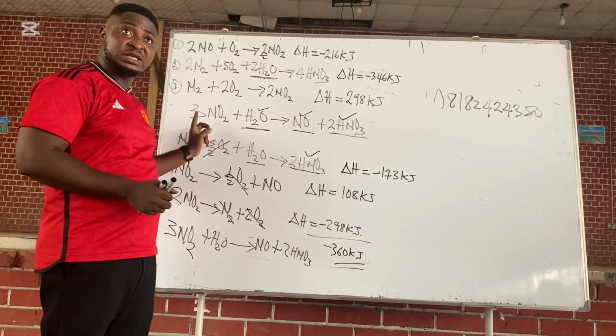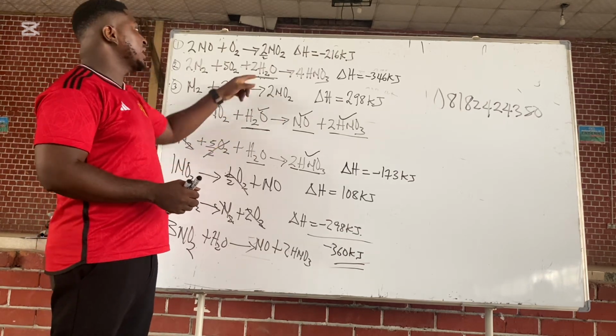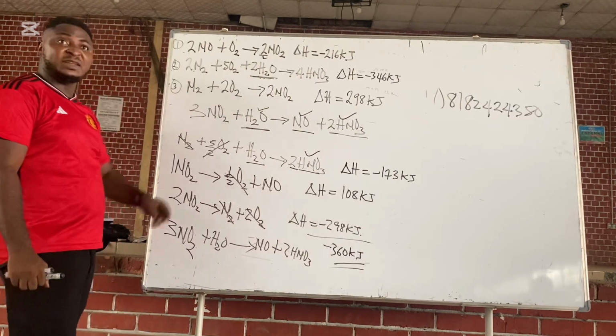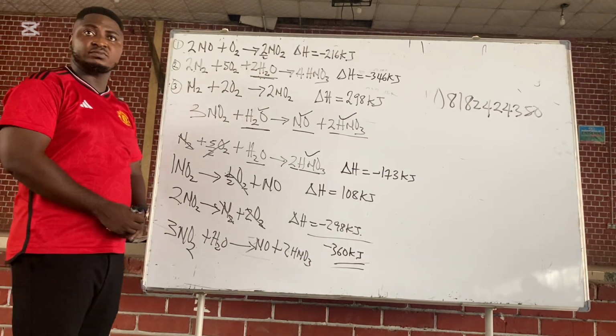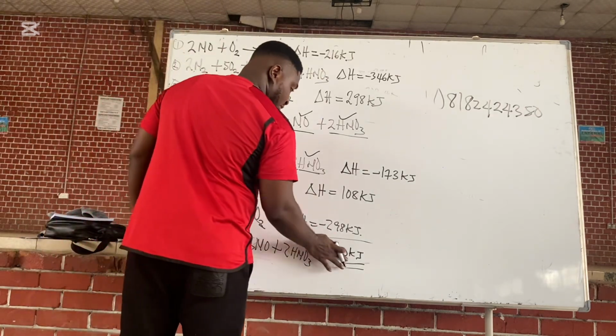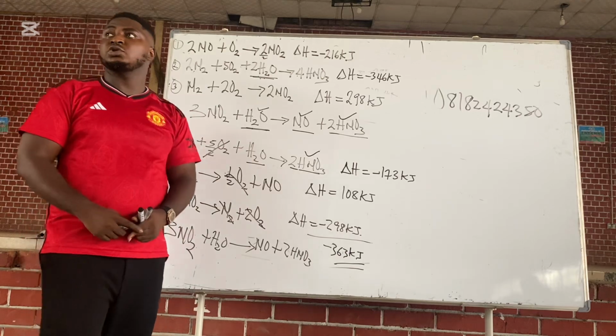Because NO2 is on the left, all my NO2 should be on the what? But I didn't just reverse this. I reversed this and divided by 2. I reversed equation 1 and divided by what? 363. Oh, 363. 363 kilojoules.